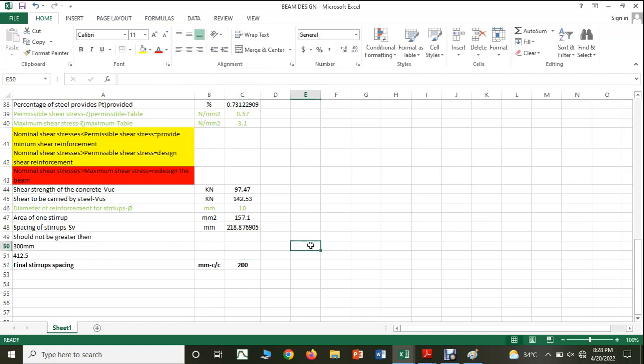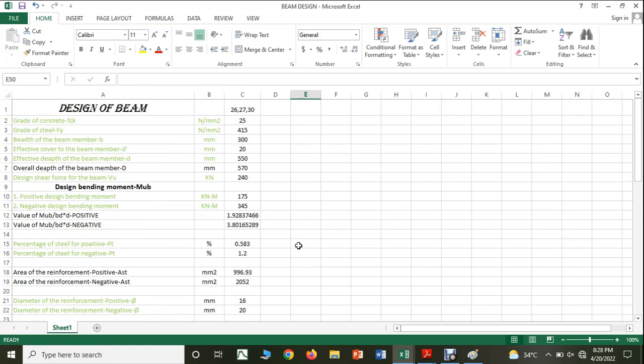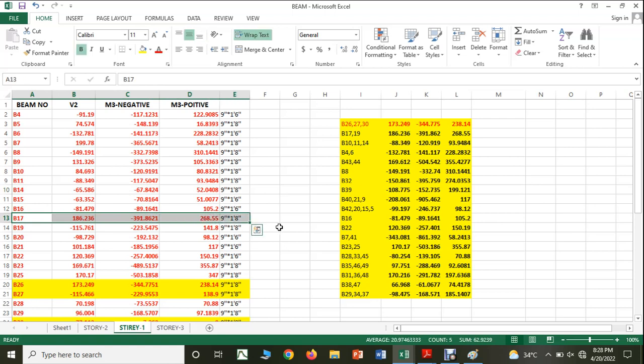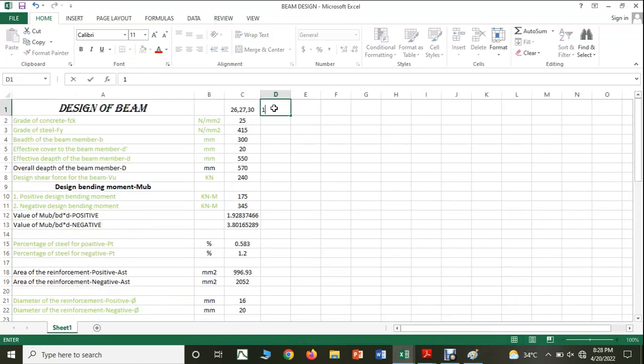Okay, so this is how you are supposed to do the design, right? So according to that, now we have done the first design of this set of beams. Now let us go to the second set, that is beam 17 and 19. You can check beam 17 is this one, it is 9 inch into 1 feet 8 inch, and 19 is also the same. So let us go to 17 and 19.